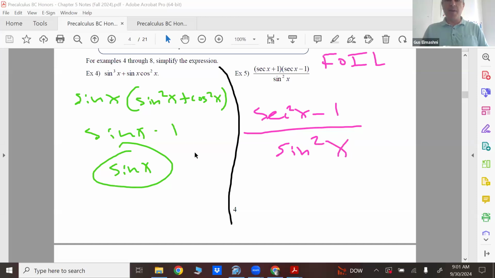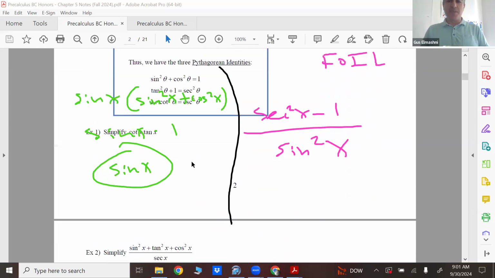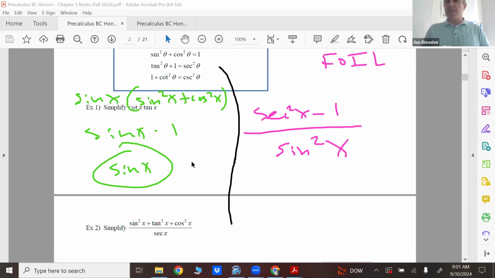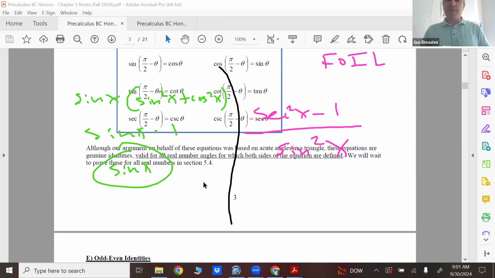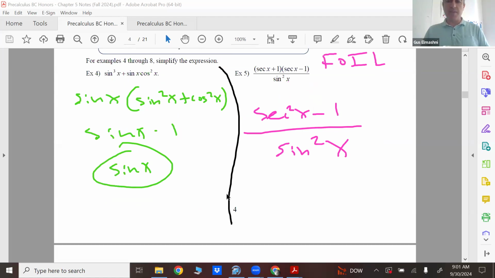And I'm going to cheat. I'm going to go up and look at identities up here. But which one involves secant squared? Yeah, see how it's a little variation of it. You move the 1 over. So that's the same thing as tangent squared x. Same exact thing as tangent squared x.